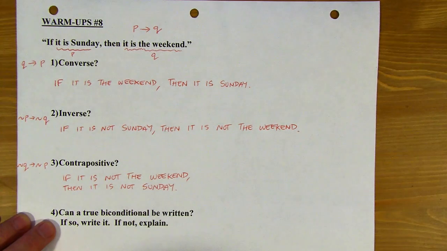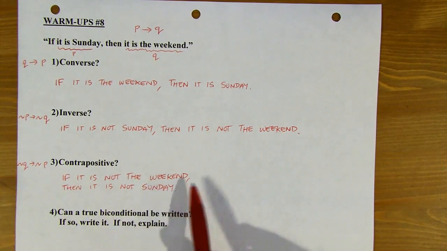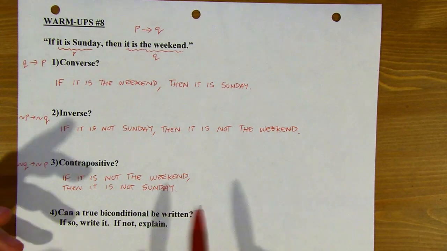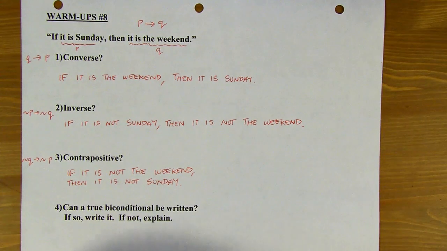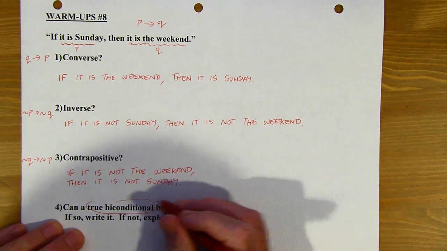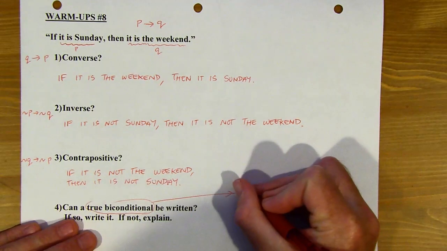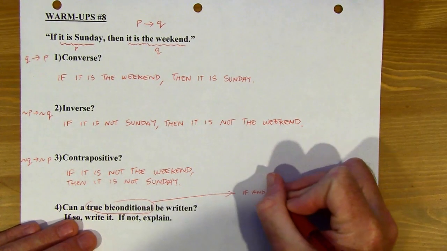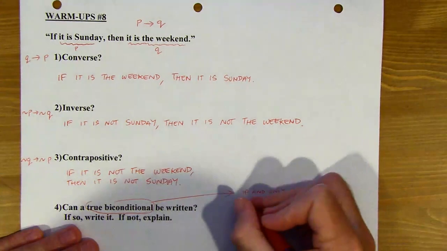Again, if your wording's a little different, that's okay, but make sure you write it as an if-then statement with a comma in the middle, and you have those pieces in the right order. All right, and last up, we've got a biconditional that says, can a true biconditional be written? So in order to write a true biconditional, that's going to be an if and only if statement, by the way.